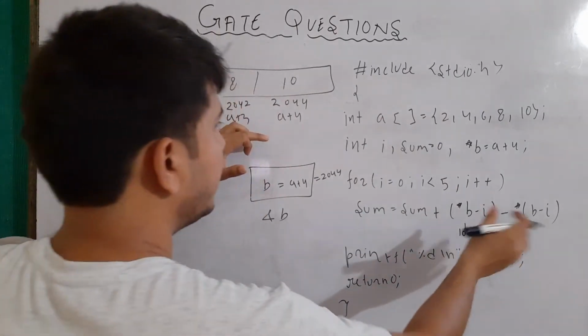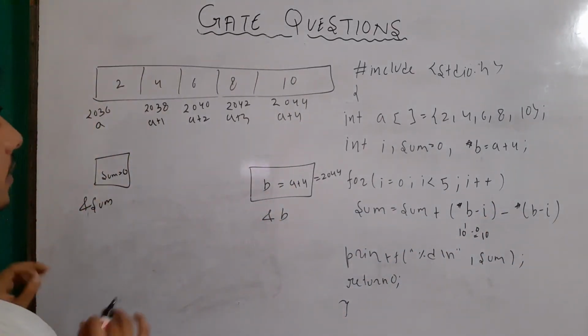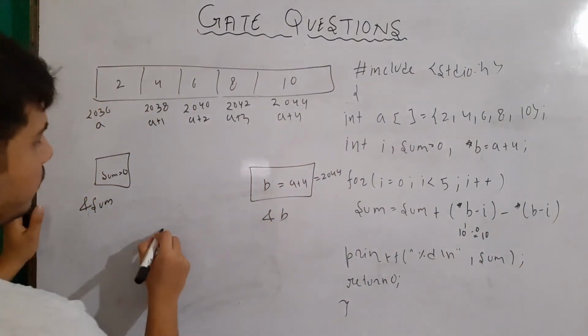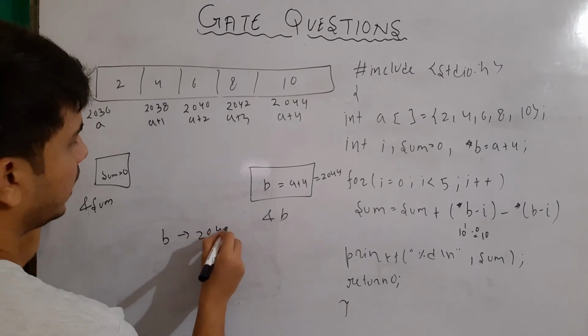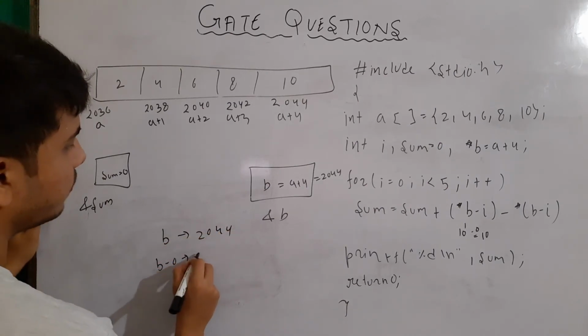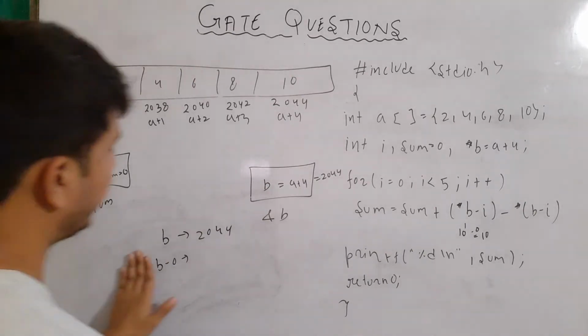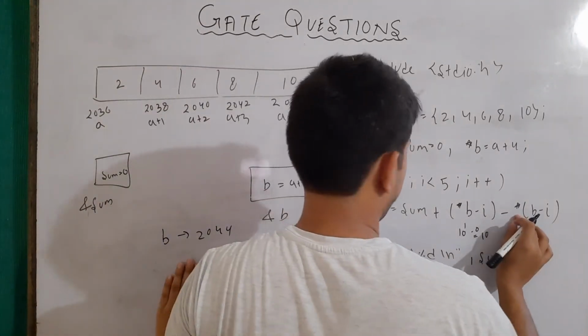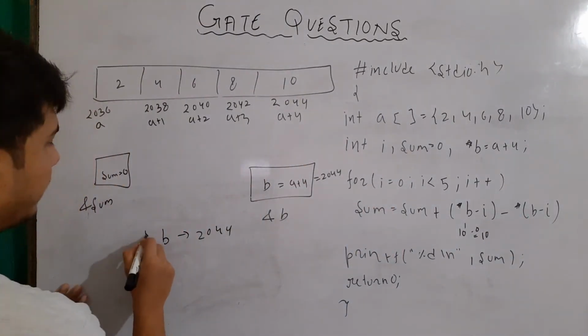And then it is written b minus i. So b minus i means that b is pointing to this location 2044, and b minus 0 will also be pointing to this location. Okay, and then it is written asterisk. So what is present in this address?